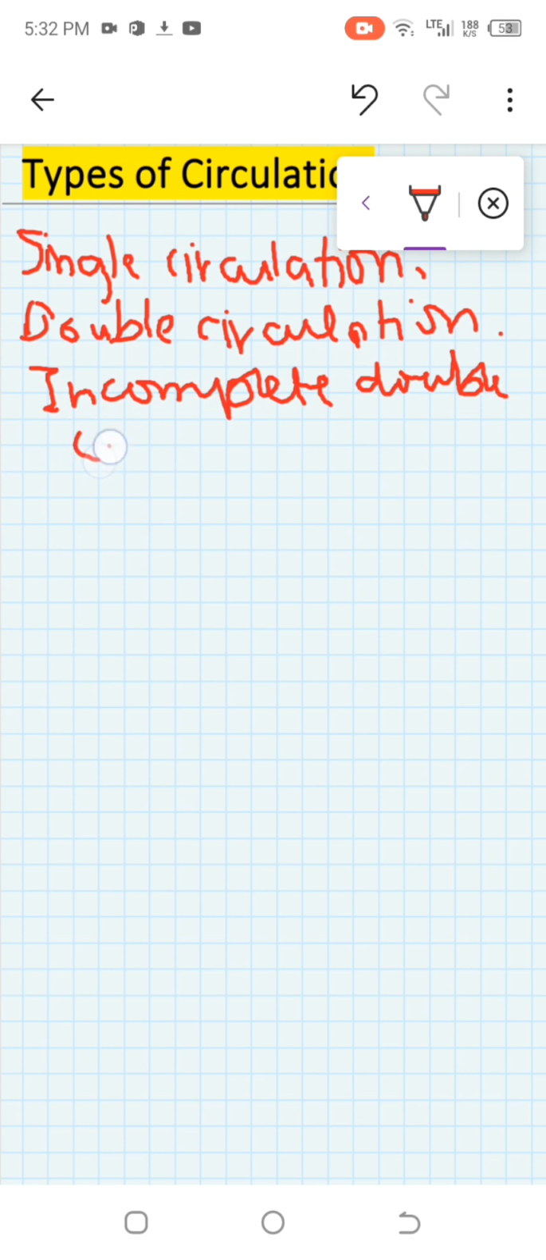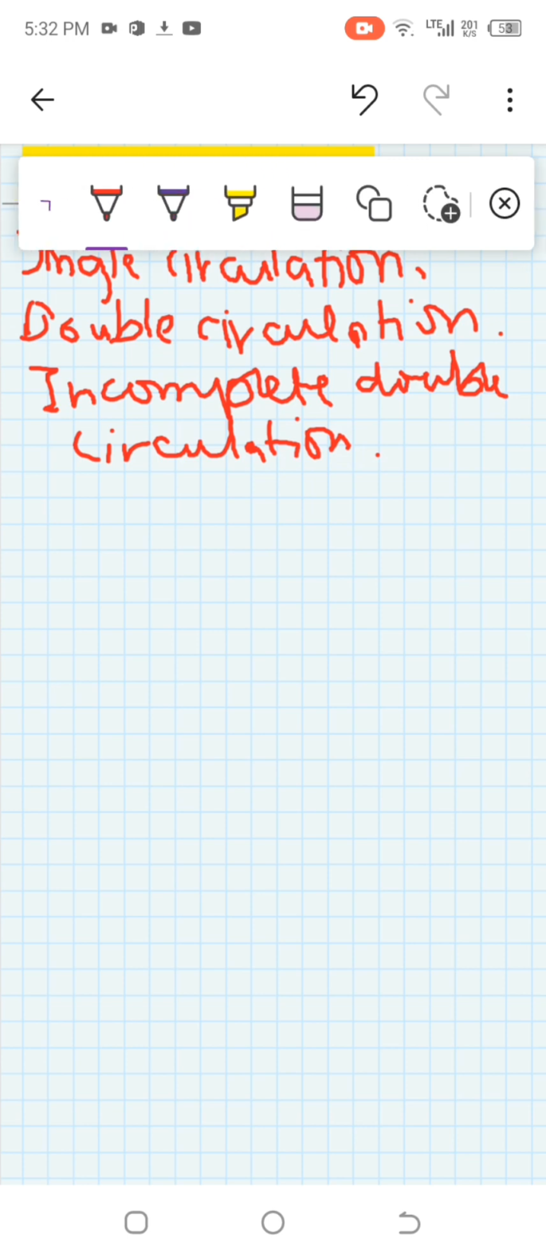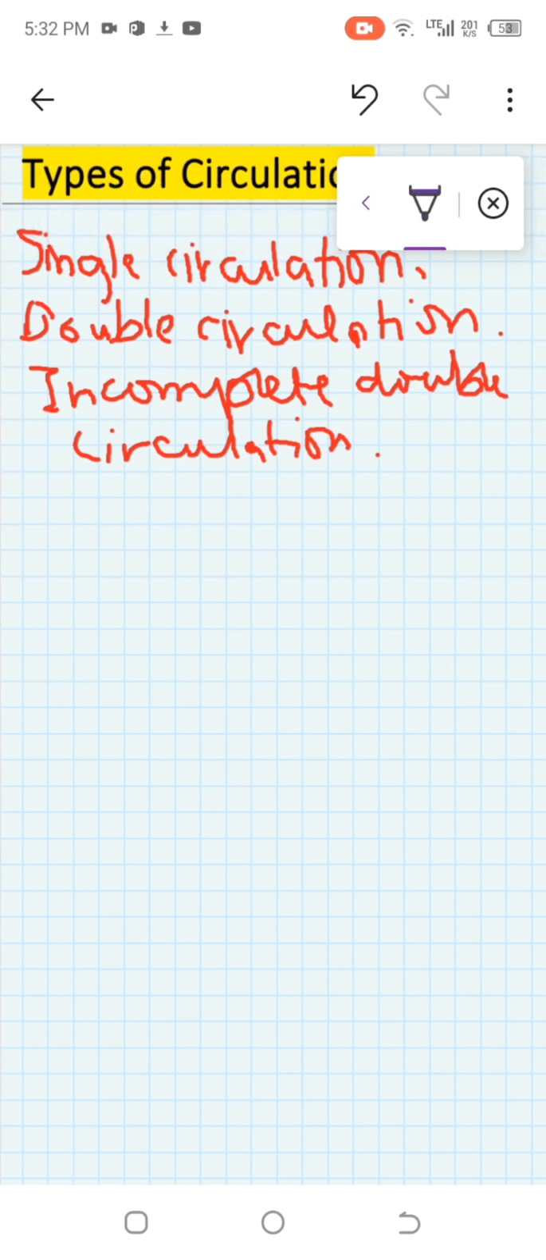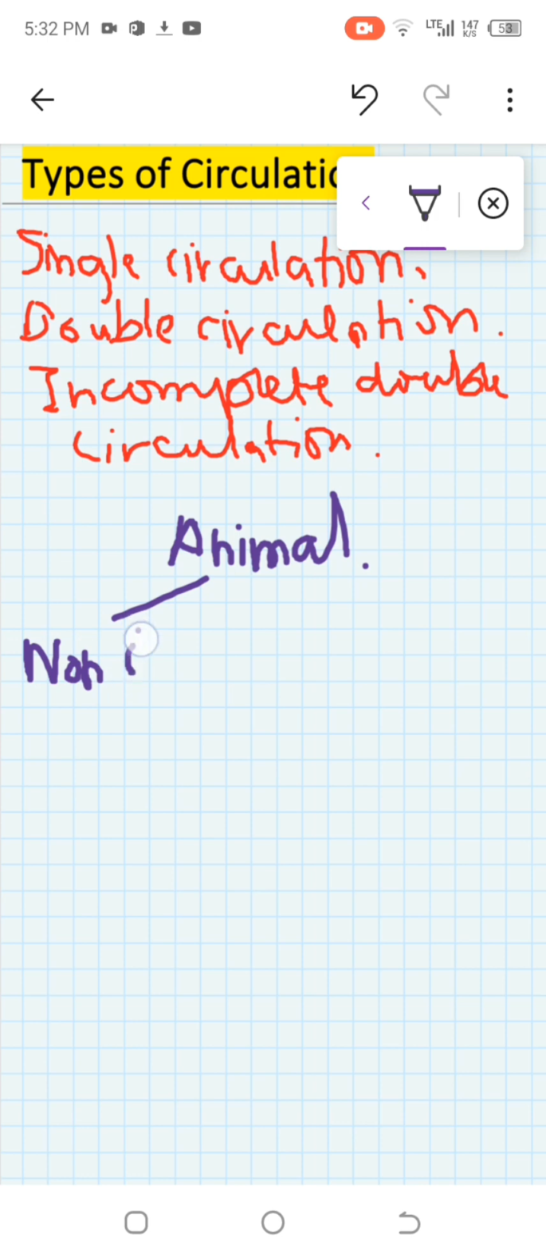Before going through that, let me tell you about some of the animals that possess single circulation, which possess double, and which possess incomplete double circulation. Animals are basically divided into two groups. Number one is non-chordata and the other is chordata.